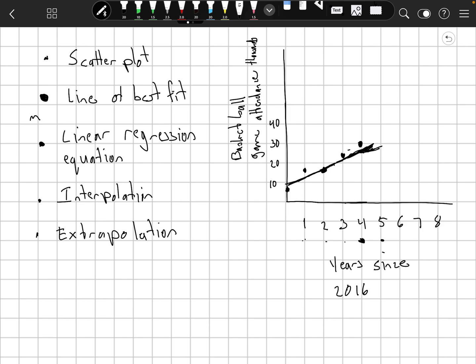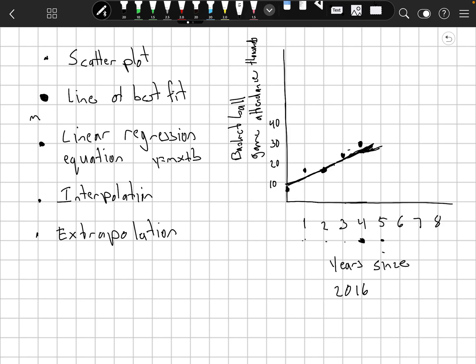And then the y-intercept, so you have y equals mx plus b, and the y-intercept just stands for year 0, kind of close to where you were at. Okay, so that's the line of best fit.